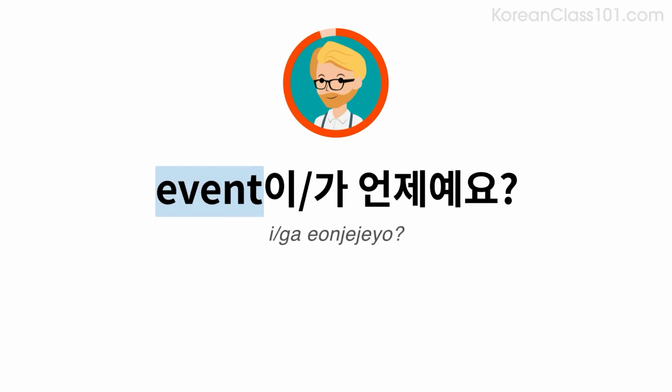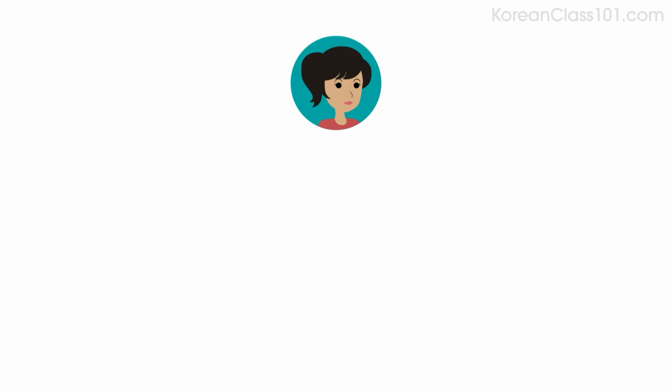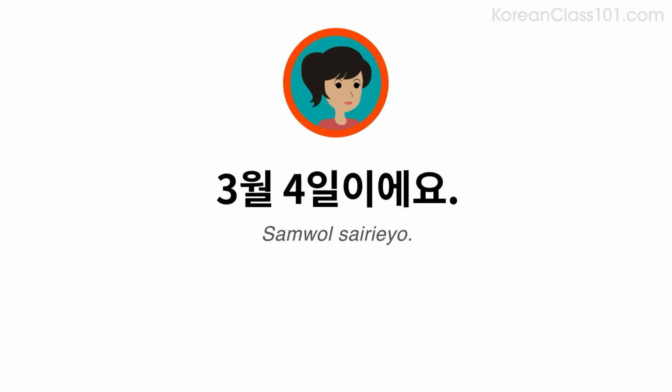Okay, now it's your turn. Do you remember how to say, when is event? Event 가 언제예요? And how do you say, it's on March 4th? 3월 4일이에요. Imagine your graduation is coming up. Do you remember how to say your graduation? 졸업식. Say, when is your graduation?